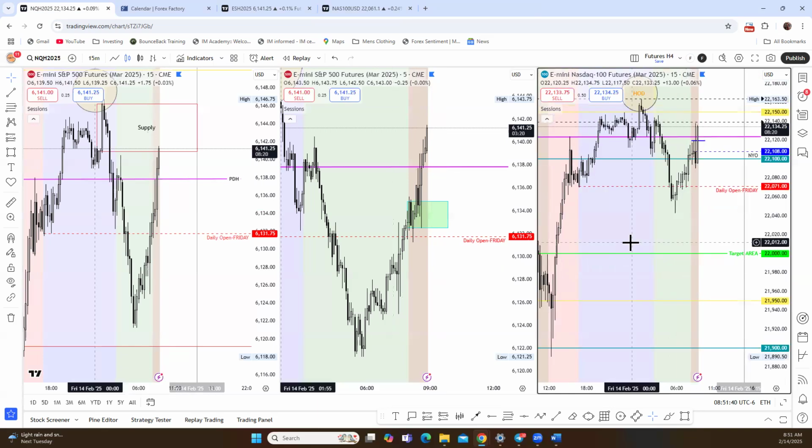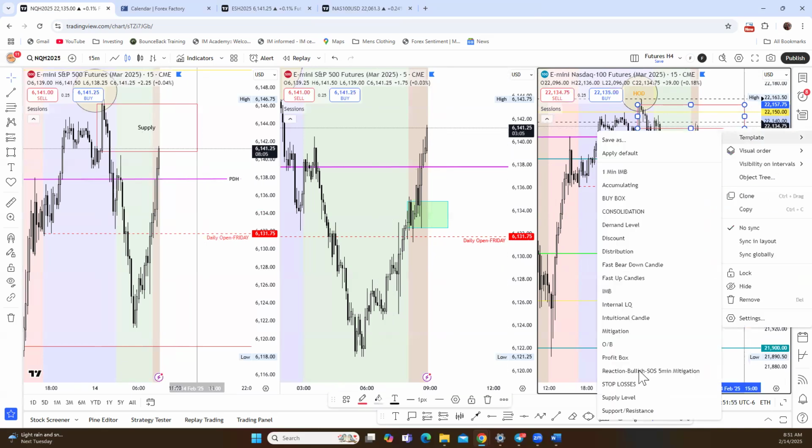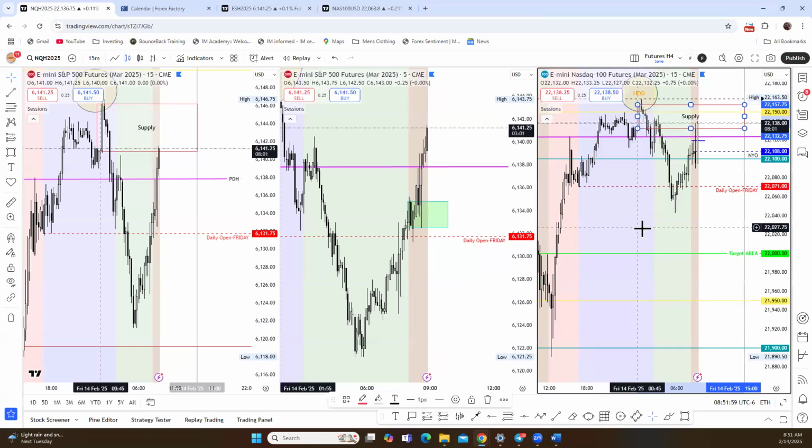All right. So now this is just where my eyes are focused, so you guys know, is inside this supply, right? I don't want to be buying inside supply, right? I want to be managing risk or something else, but I don't want to be trying to take a buy at this point. Okay.